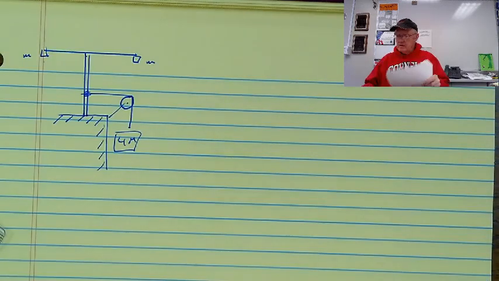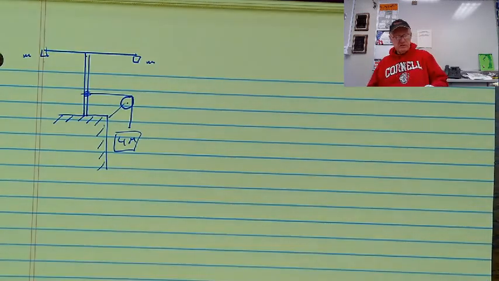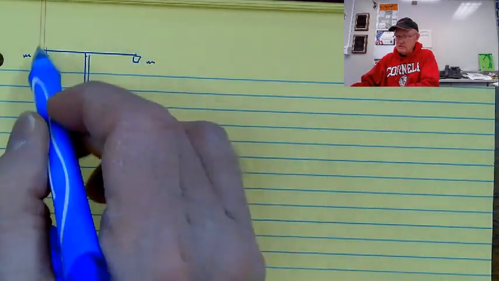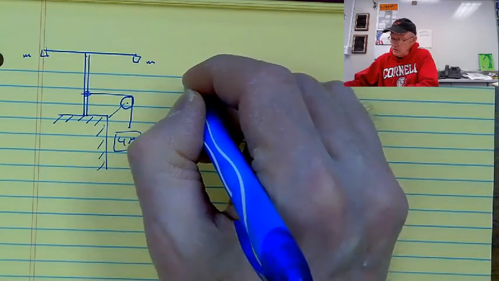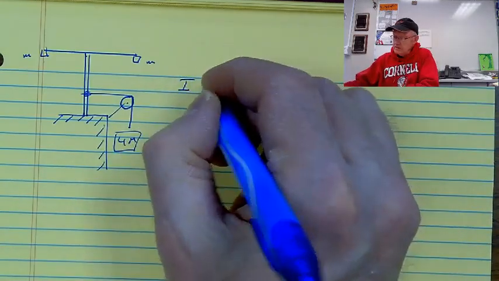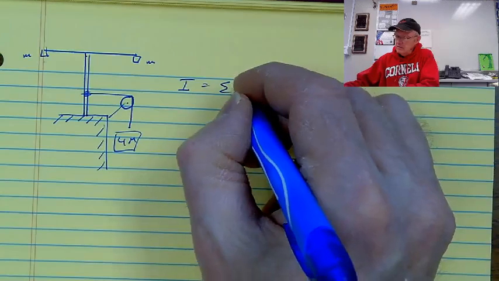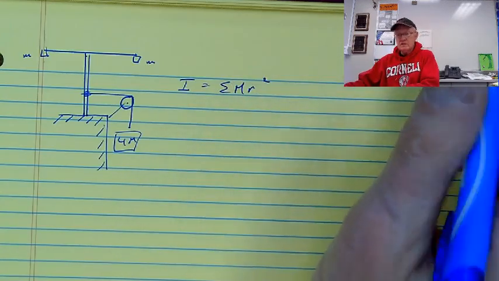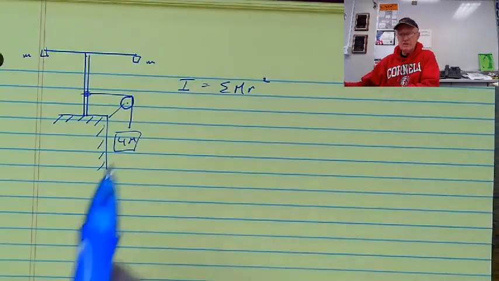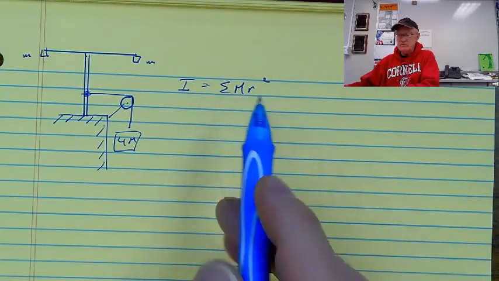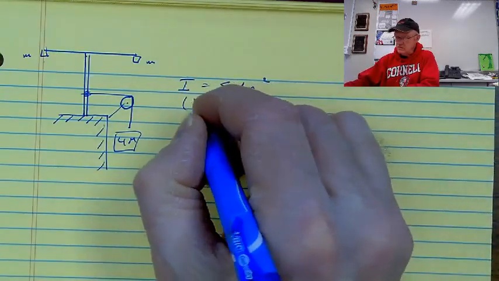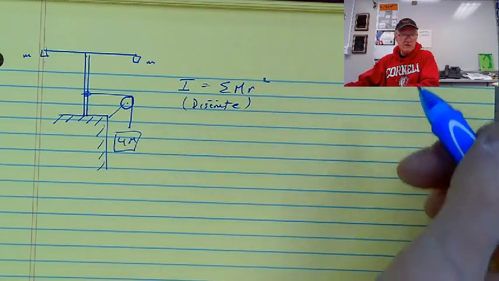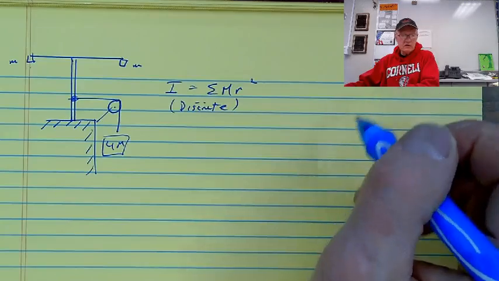We know that I is equal to the sum of mr squared. Now, two things to point out. This is what we use when we have discrete masses, not for a continuously solid object. When it's a solid object, that's when we get out the integral version of this. We have to integrate mr squared, and you get that whole dm business going on, and it's much more difficult.